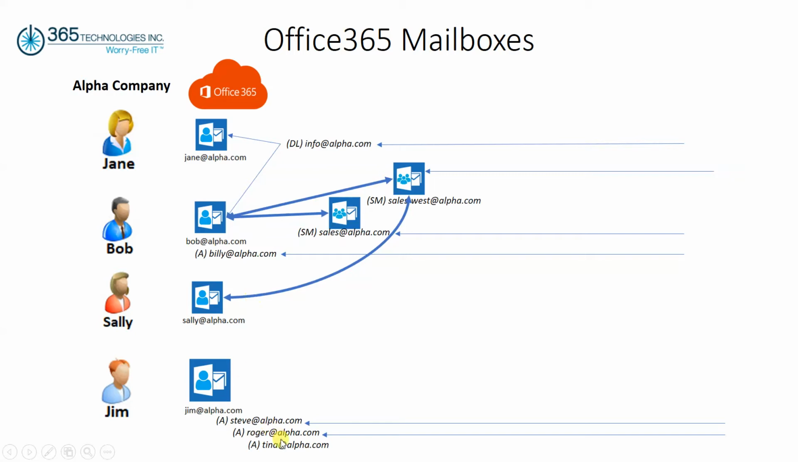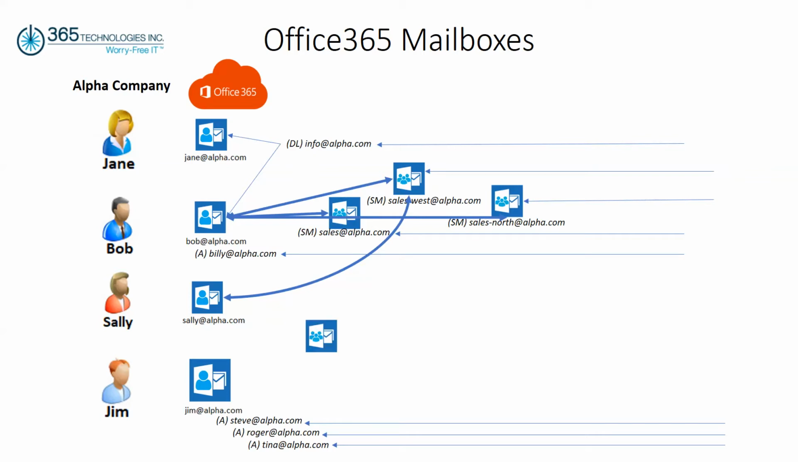Down here, maybe Tina now is another employee that has left, and we just add that alias to Jim. Again, these are all free. Aliases are free, shared mailboxes are free, distribution lists are free. So let's keep going. Maybe now we've expanded to Sales North. So that's another shared mailbox that Bob will have access to, and any email coming to Sales North will go to that shared mailbox, but maybe he's the only one that wants to access that, so that's fine.